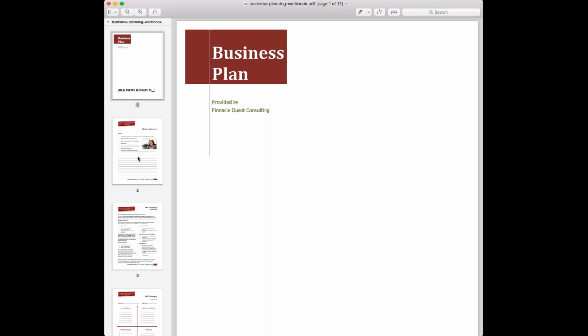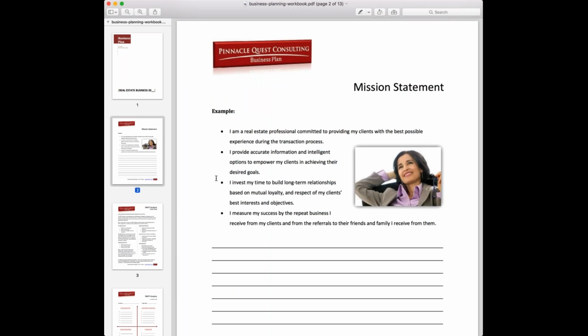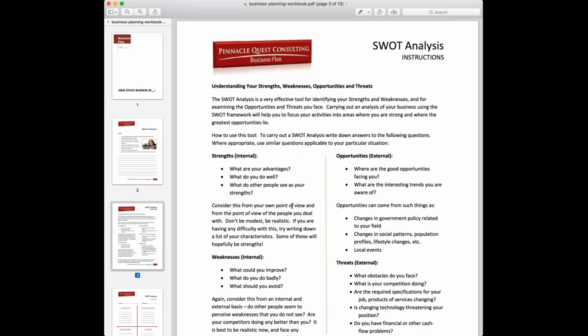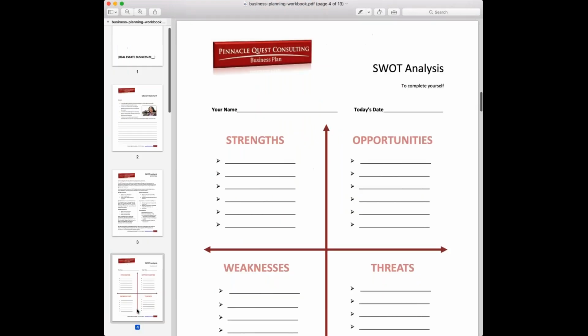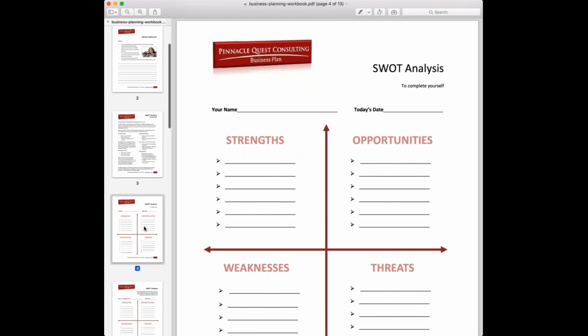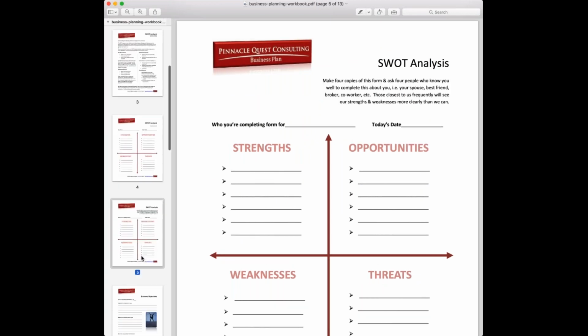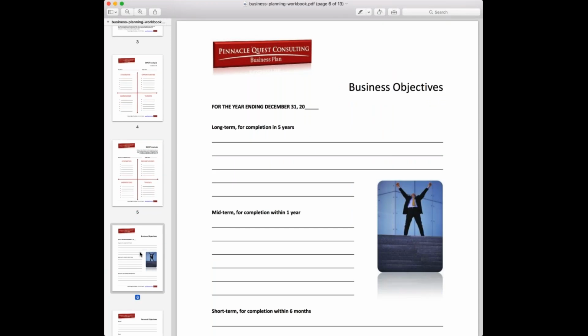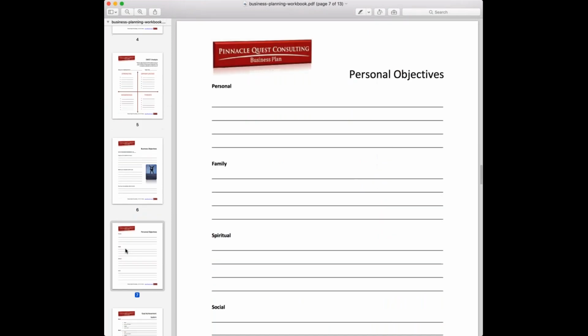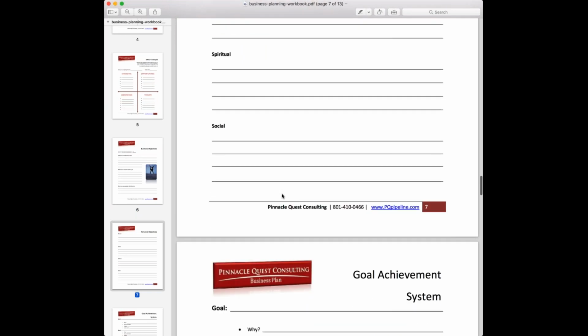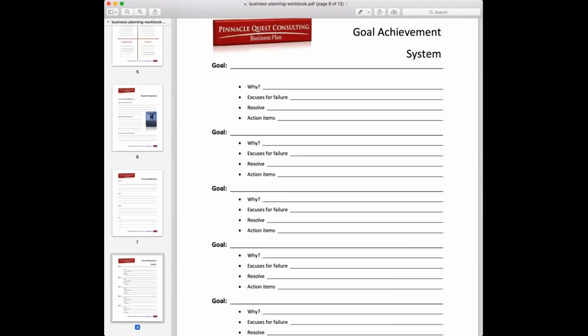I'm just curious. So first of all, in their business plan, you've got your mission statement. We studied mission statements a lot back in college. So do you have a mission statement, and what does that mean for you and your business? Next, we've got a SWOT analysis, your strengths, weaknesses, opportunities, and threats. And we've got a couple of pages here where we can go through and list all of these. Then we can come down here with our business objective. We can plan out 5 years, 1 year, 6 months, and I'm going through this all pretty quickly. Personal objectives, personal, family, spiritual, social, goals for each of those things.